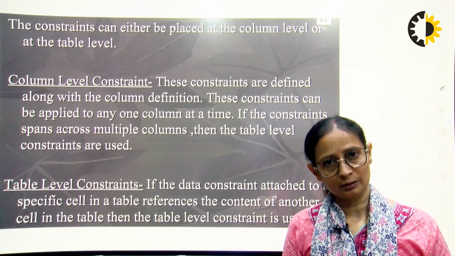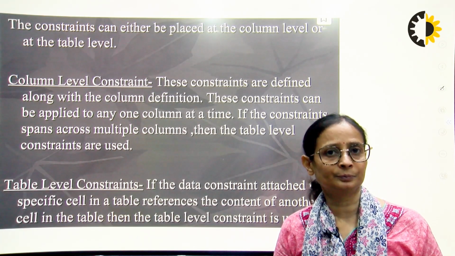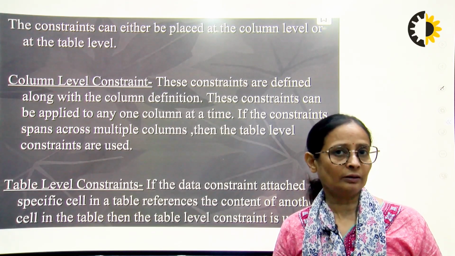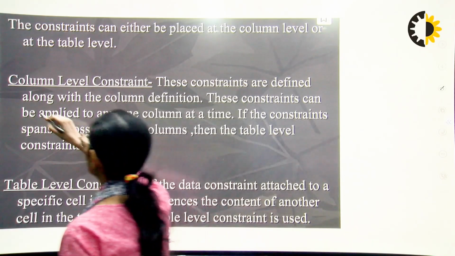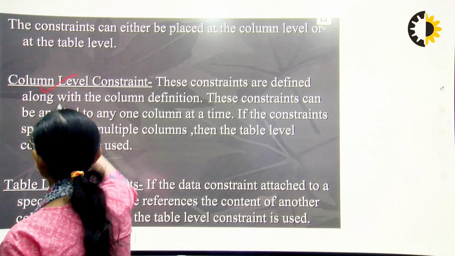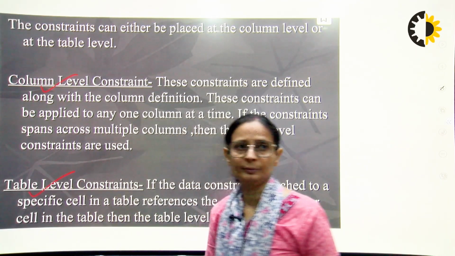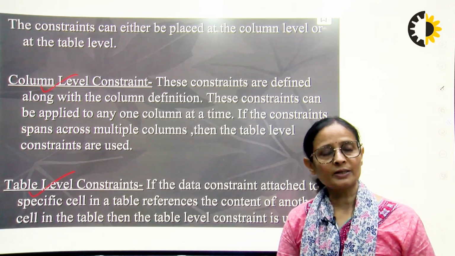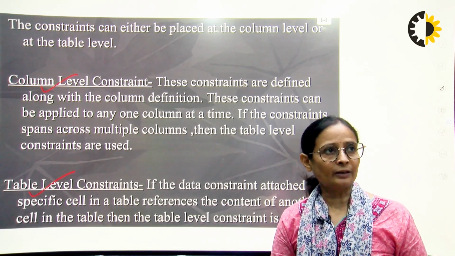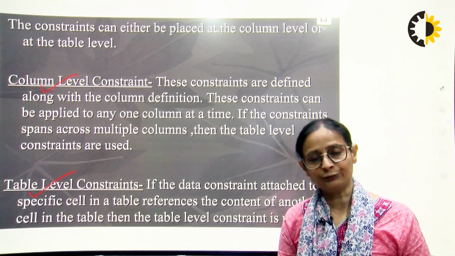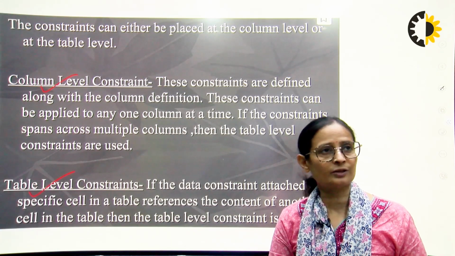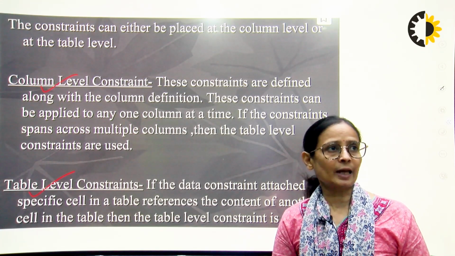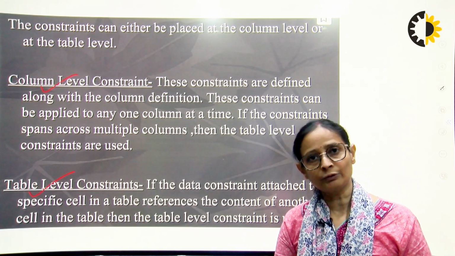How do we implement the constraint? We can apply the constraint at 2 levels. One is at column level and another one is at table level. What does the column level constraint say? It says they are defined along with the column definition. So whenever you are defining a column, at that time you provide these constraints. These constraints can be applied to any one column at a time.